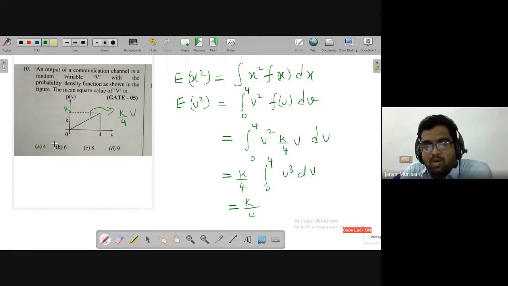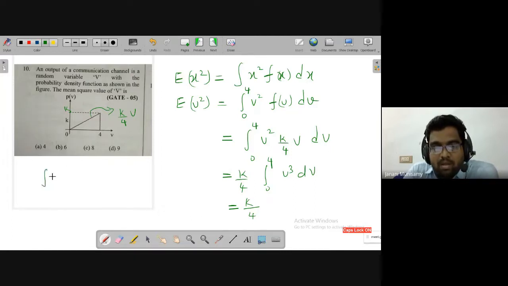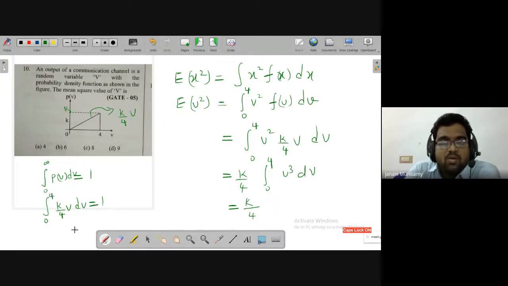Okay, I'll tell you how to calculate k. Whenever a probability density is given, the integration of p of v from minus infinity to plus infinity has to be 1. As per that concept, the integration of p of v, that is k by 4 v dv, is equal to 1, and this goes from 0 to 4.